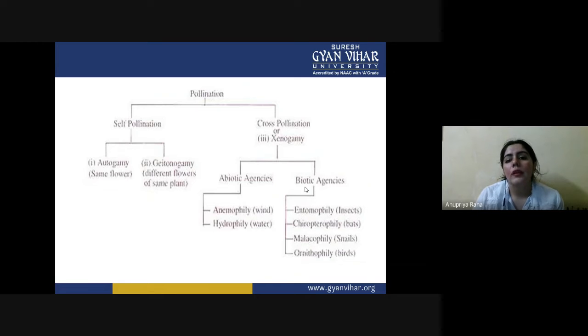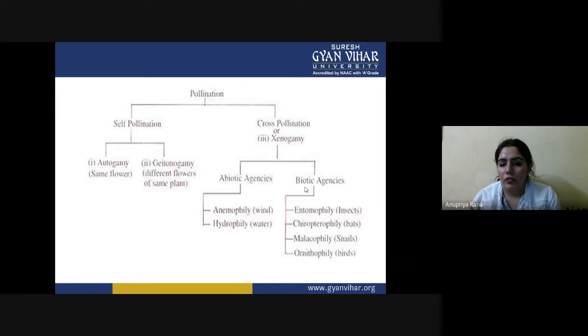So in this process of cross pollination, we are going to take the help of two kinds of agents. One is the abiotic agents and second one is the biotic agents. Under the abiotic agents, there will be two types. Anemophily means the pollination will be done by the wind, and second one is hydrophily. As hydro always suggests water, the pollination will be done by the water.